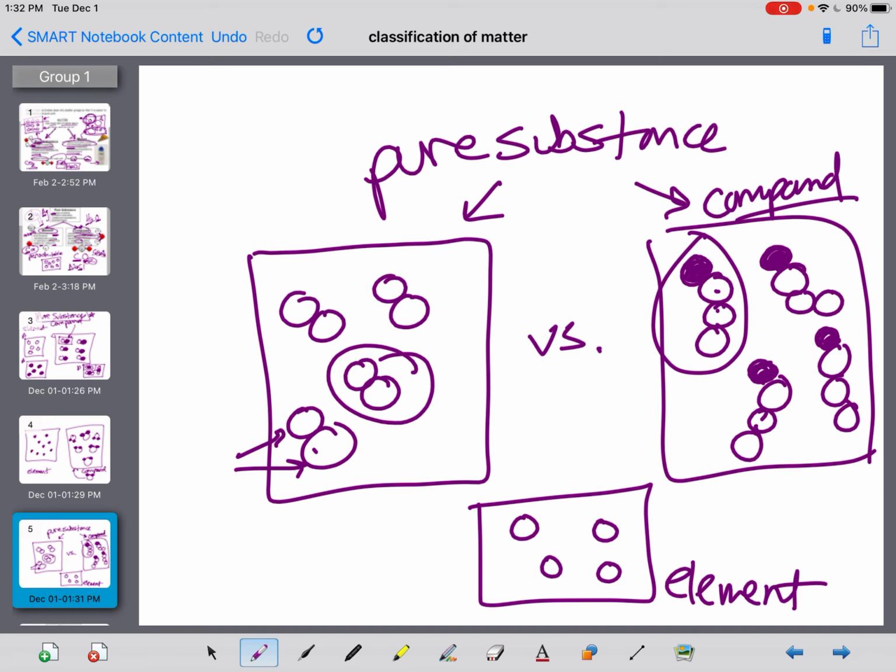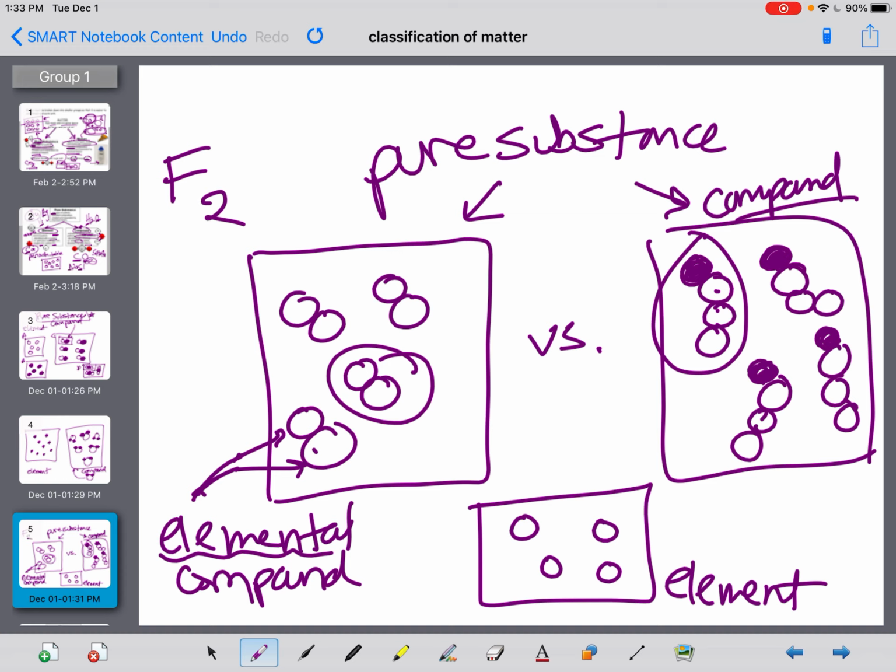This has a special name. It's called an element. It would help if I spelled it correctly, wouldn't it? It's called an elemental compound. So what that means is it is a compound because you have more than one circle connected, but it's technically the same element connected to each other. They're not different elements.